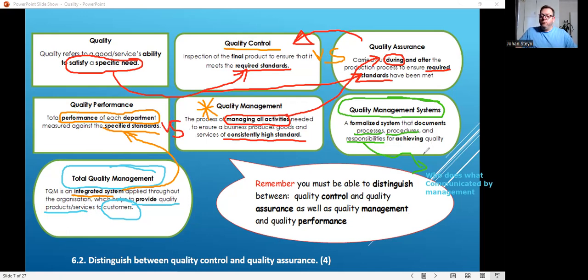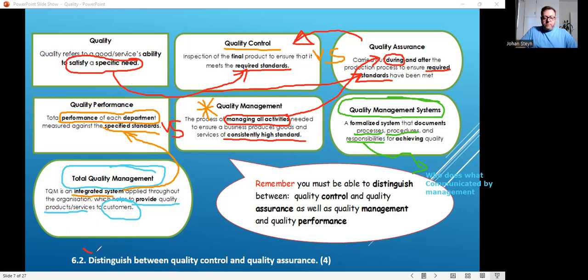So then what you need to understand is quality assurance is during and after, so that quality control at the end, the final product is inspected. There is no wastage and no time wasting. Quality management is activities checking so that the whole business produces goods of good standard, and quality performance is the checking and the running of each department. So now you're focusing in on the smaller detail of the business.